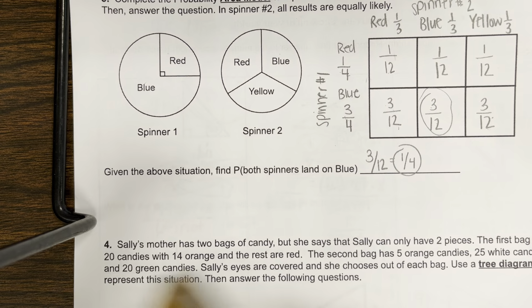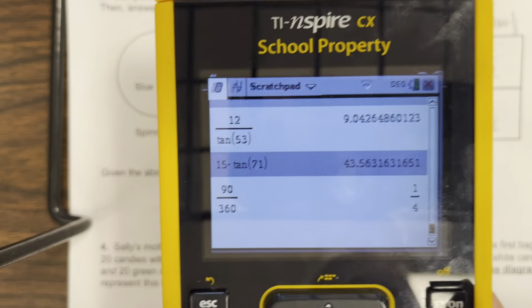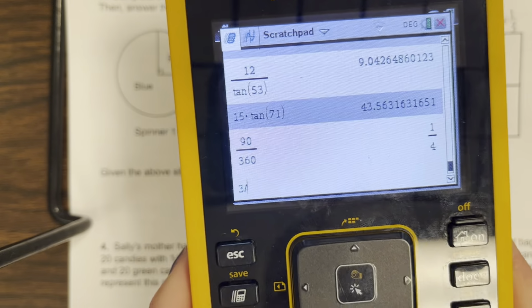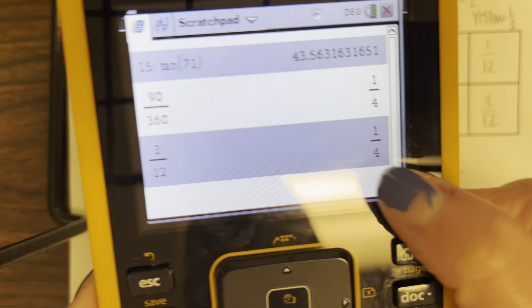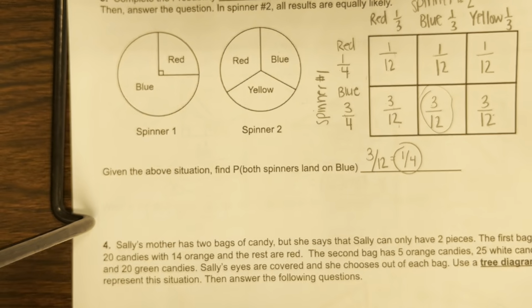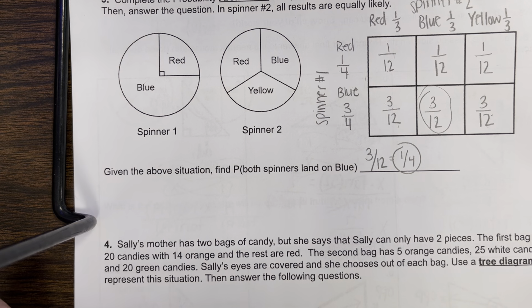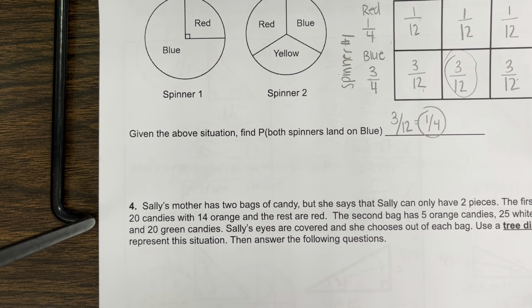Yellow calculators, and other calculators too, but this calculator is amazing. All you have to do is do 3 divided by 12, push enter, and that thing will literally simplify it for you. It's amazing. But if you have another type of calculator, most of the time you can find a way to get it to simplify for you. You just might need to ask your teacher for help with that. Okay, let's move on.